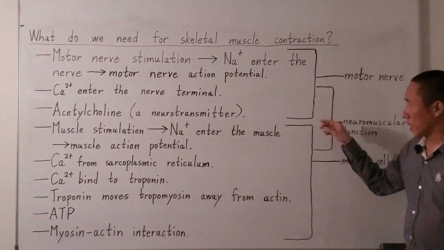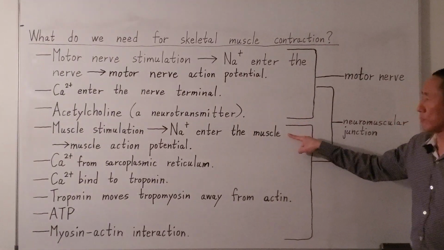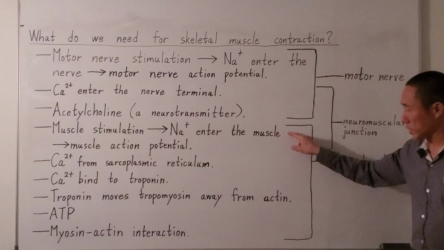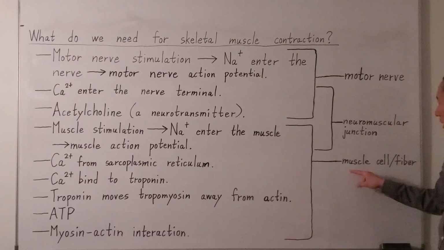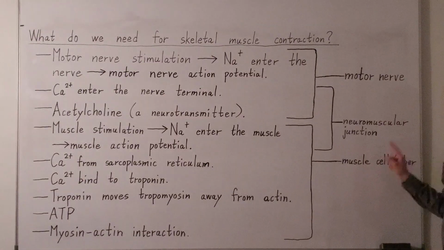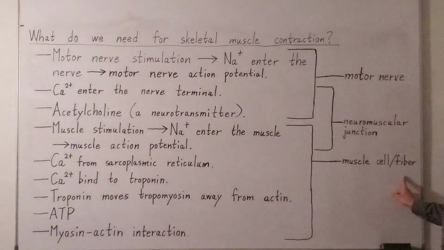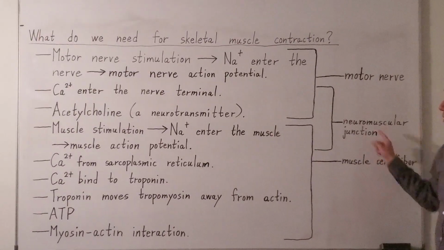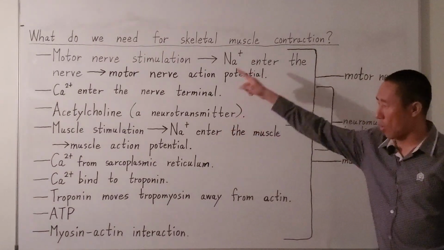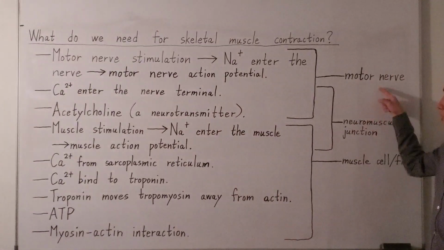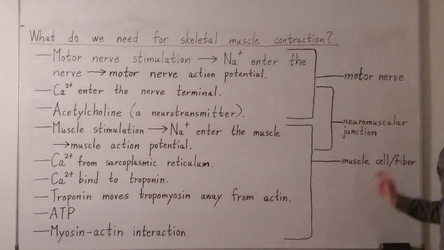Now, from this step toward the end over here, all of these are steps that actually happen in a muscle cell, in the muscle, right? When you say muscle cell, it's the same as saying muscle fiber. So muscle cell and muscle fiber are interchangeable, they mean the same thing. Okay, and here we have talked about all the steps of skeletal muscle contraction, and we also talked about the location where each step happens.